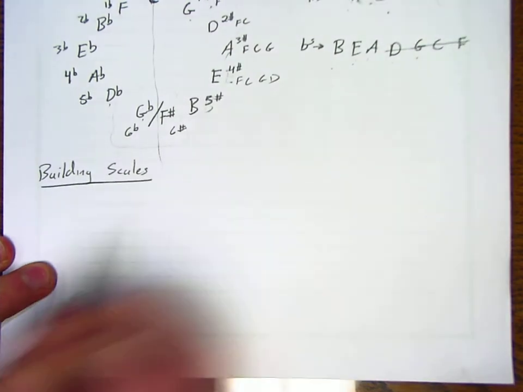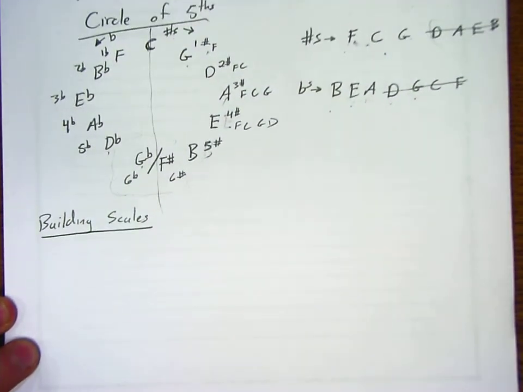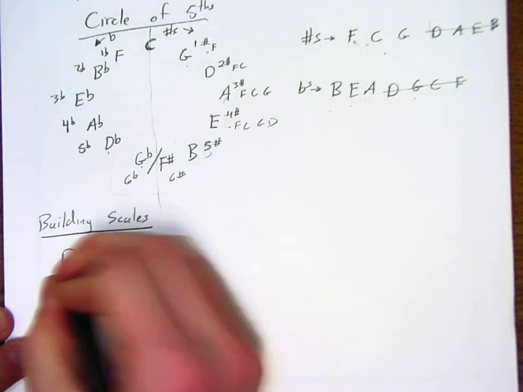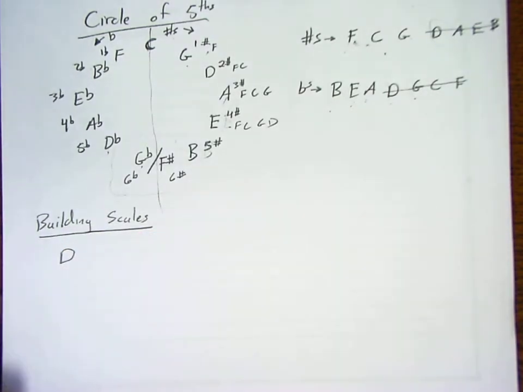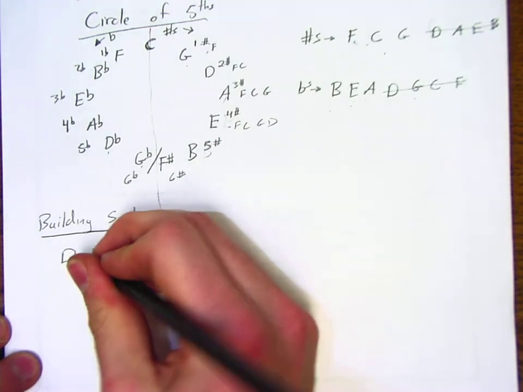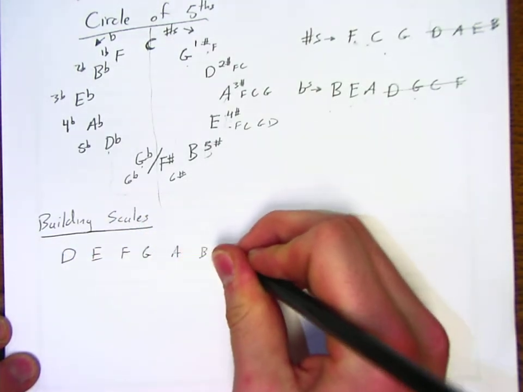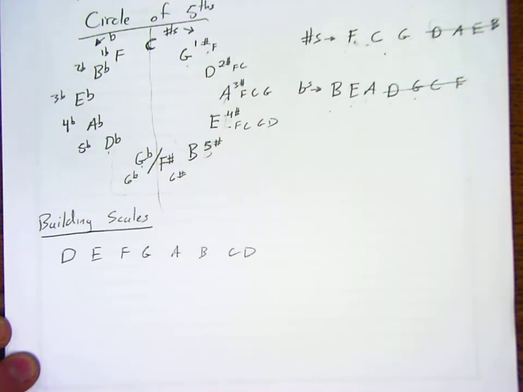All right, I'm going to do one using the circle of fifths first, just to prove the concept, because I think it's easier to go this way. So let's build a D major scale, because I think most of you guys will just all know the notes to that. Using the circle of fifths, I'm not going to worry anything about sharps and flats. Any D scale of any kind is going to have D, E, F, G, A, B, C, D, correct?